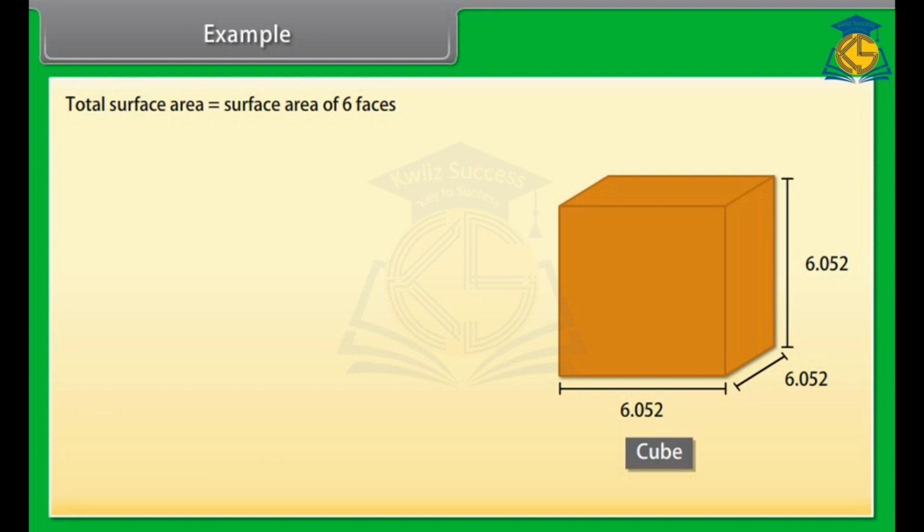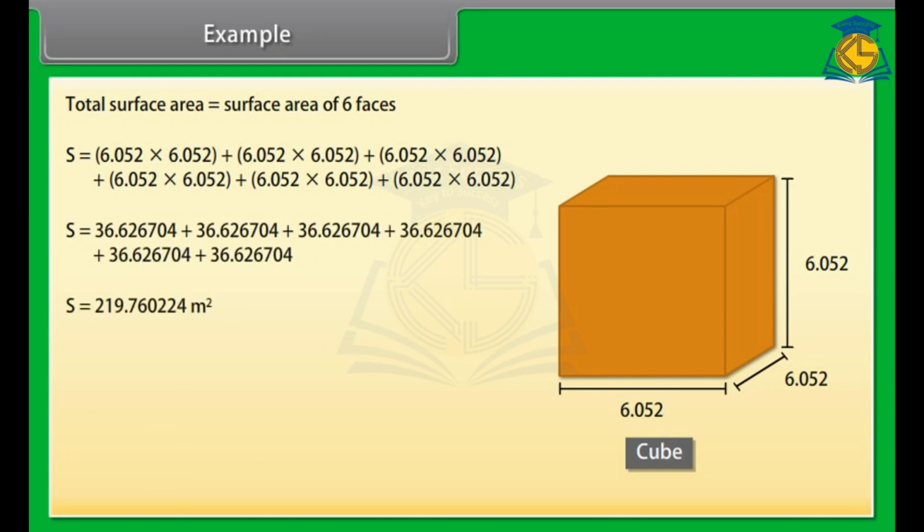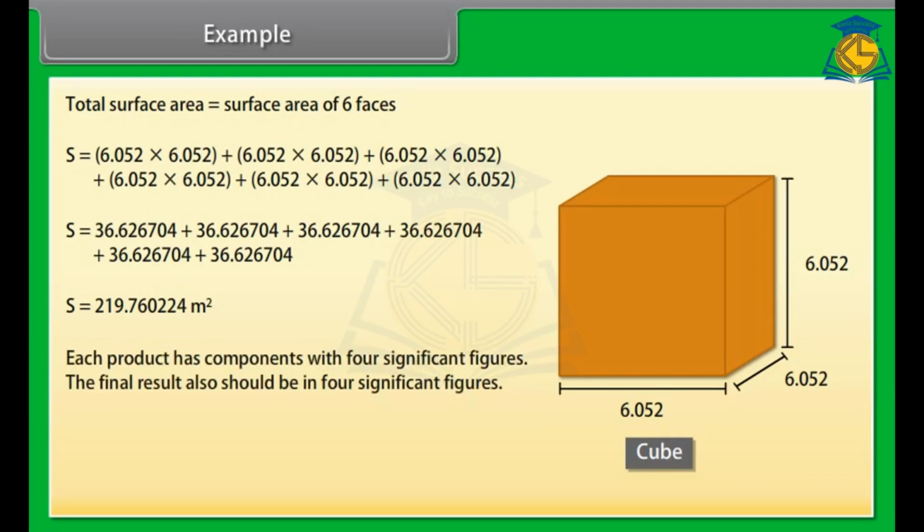Total surface area is equal to surface area of 6 faces. After calculation, we get S is equal to 219.76 meter square. Each product has components with 4 significant figures. The final result also should be in 4 significant figures. Thus, S is equal to 219.8 meters square. Dimensions of physical quantity.